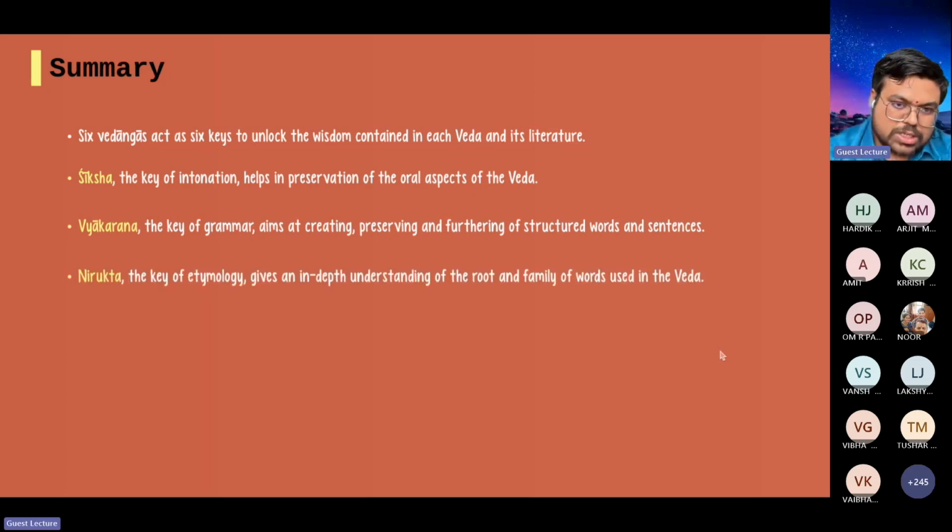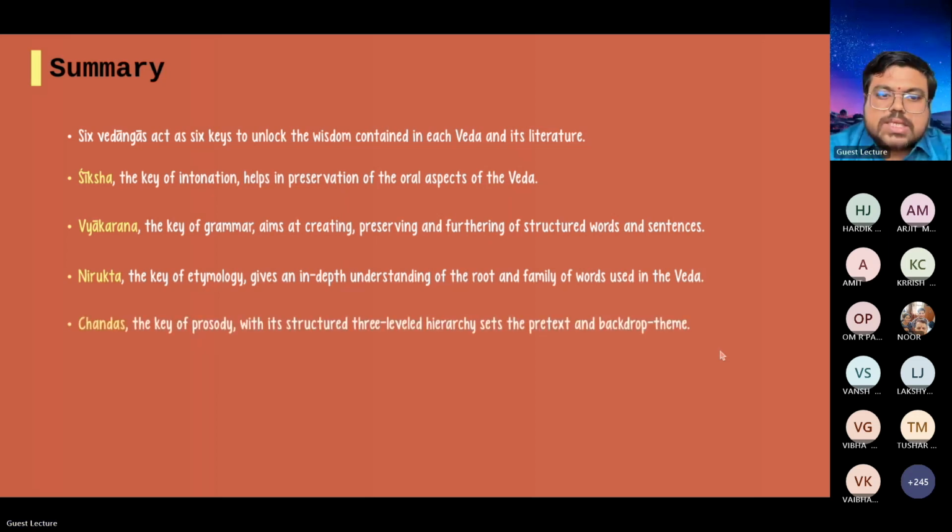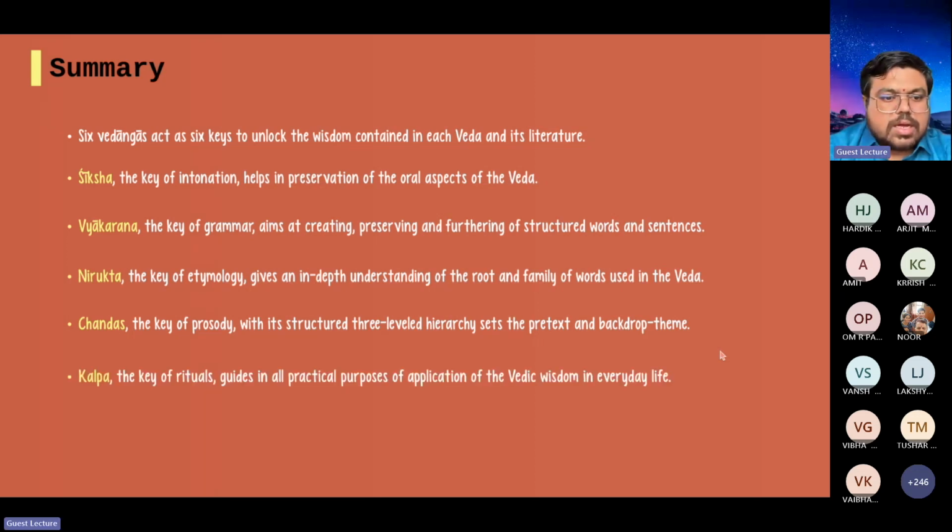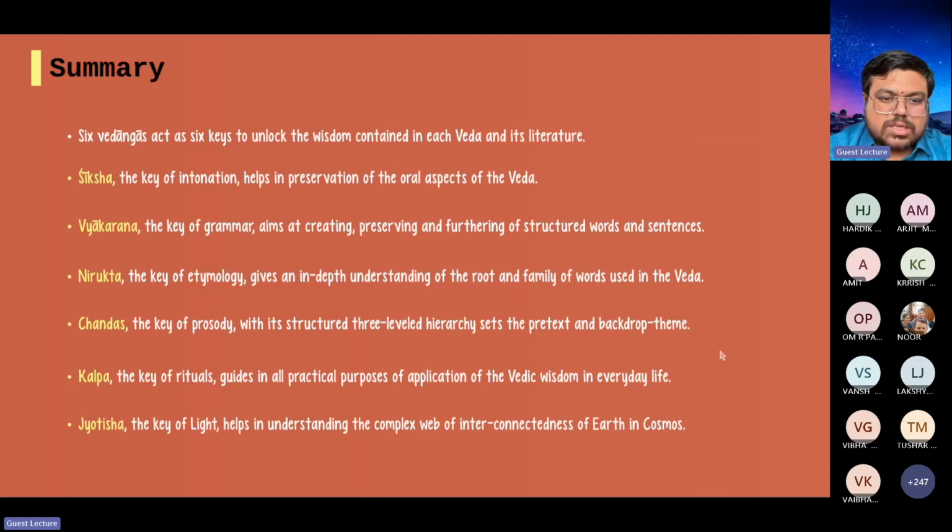Nirukta, the key of etymology, gives an in-depth understanding of the root and family of words used in the Veda. Chandas, the key of prosody, with a structured 3-leveled hierarchy, sets the pretext and backdrop theme. Kalpa, the key of rituals, guides in all practical purposes of application of the Vedic wisdom in everyday life. And Jyotisha, the key of light, helps in understanding the complex web of interconnectedness of Earth and cosmos.